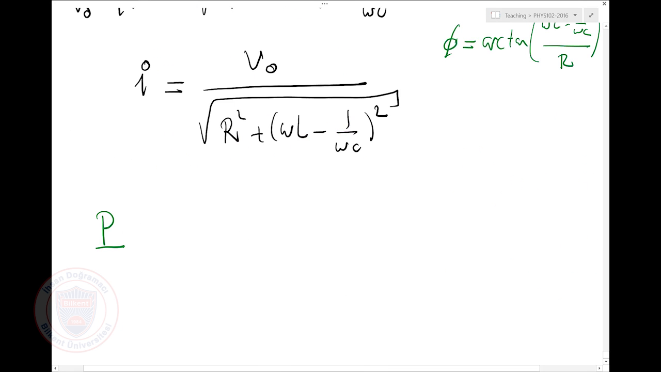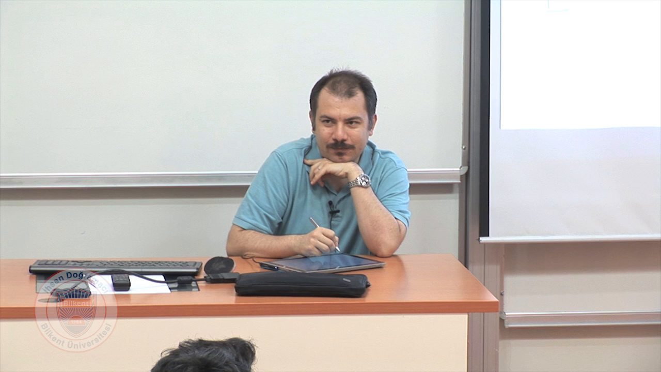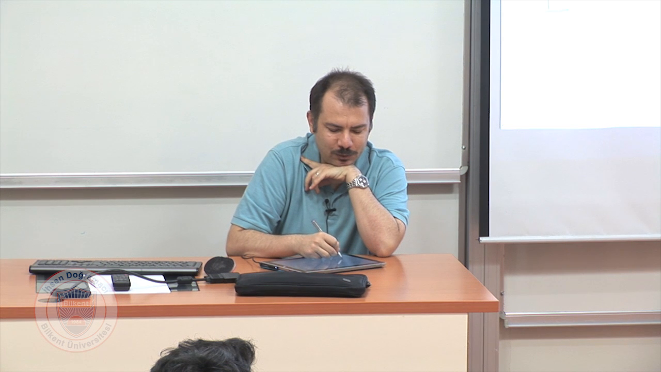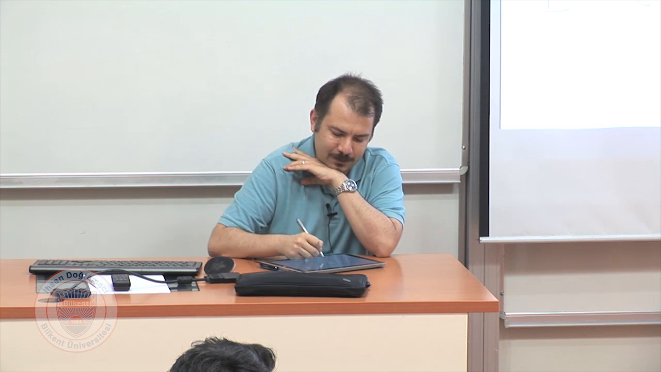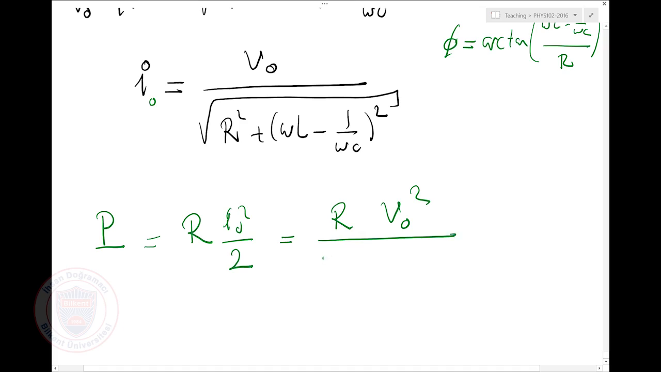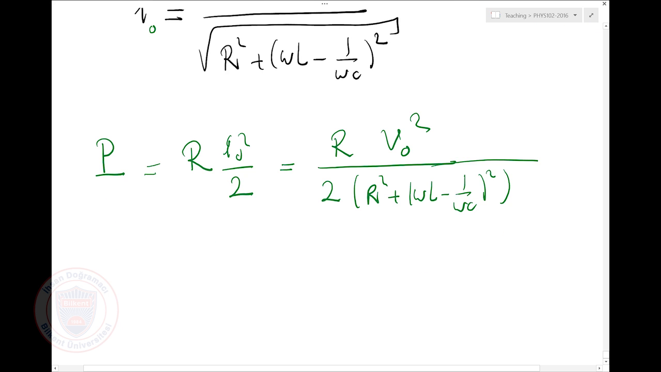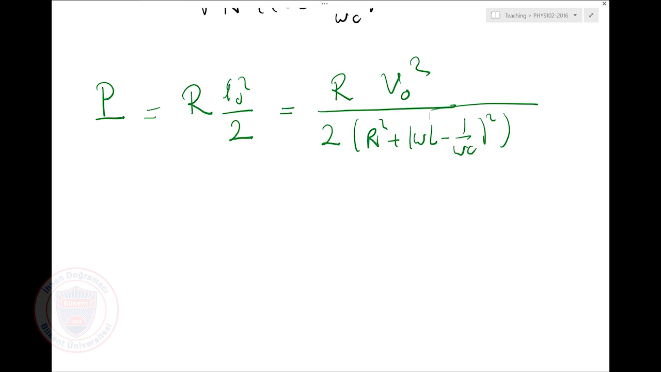Now, can I look at the power dissipated here? The power dissipated in the circuit is again going to be R times I0 squared divided by 2. It's the same calculation for any cosine. So it's actually going to be R times V0 squared divided by 2 times (R squared plus (omega L minus 1 over omega C) squared).